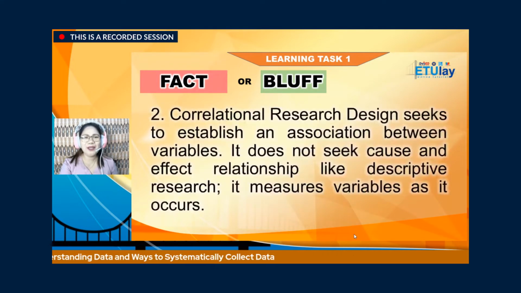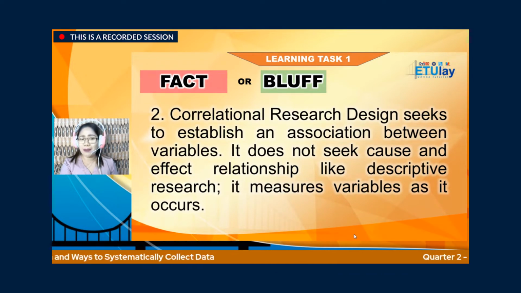So, number 2. Correlational research design seeks to establish an association between variables. It does not seek a cause and effect relationship like the descriptive research. It measures variables as they occur. Is it a fact or a bluff?